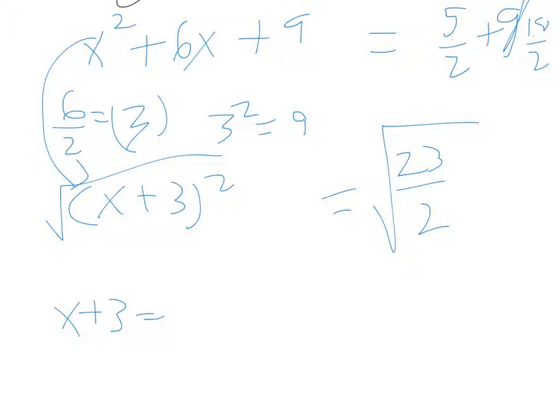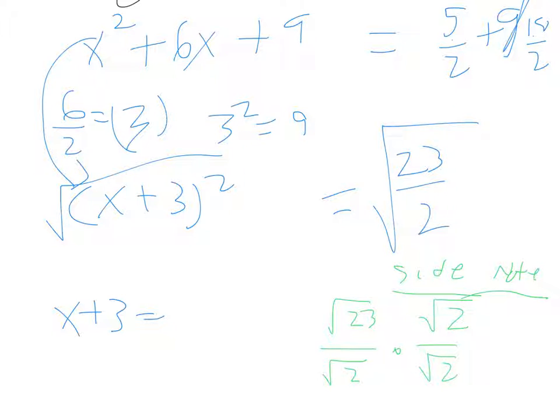let me do another side note. You can rewrite the square root of 23 over 2 as the square root of 23 over the square root of 2. Now, we normally don't like having square roots on the bottom, so we'd multiply by the square root of 2 on both the numerator and denominator. That would tell us that on the denominator we have square root of 2 times square root of 2, which is square root of 4, which is just 2. Now on the numerator we have square root of 23 times square root of 2, which is square root of 46. Now since we're solving an equation, it would be positive or negative.